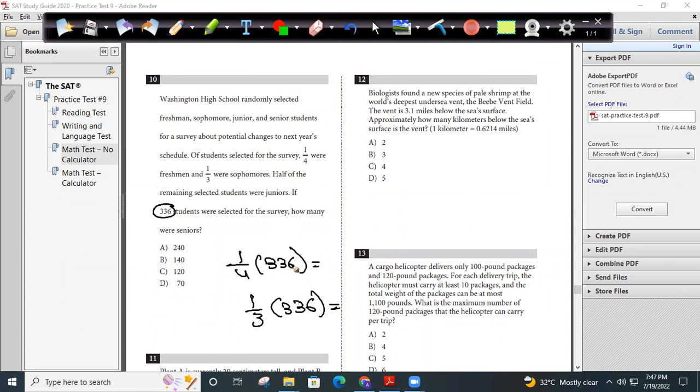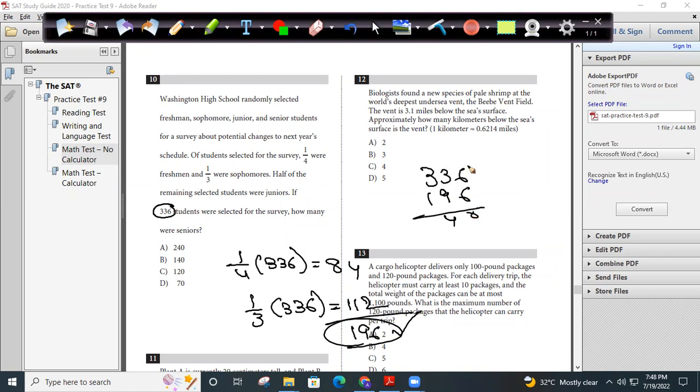1/4 of 336 is 84. So 84 are freshmen, and 112 are sophomores. 112 plus 84 is 196, who are done. So now 336 minus 196 is 140. Half of this and half of this, so 70. This is another way to do it. Correct, right? But you need to do so many calculations.